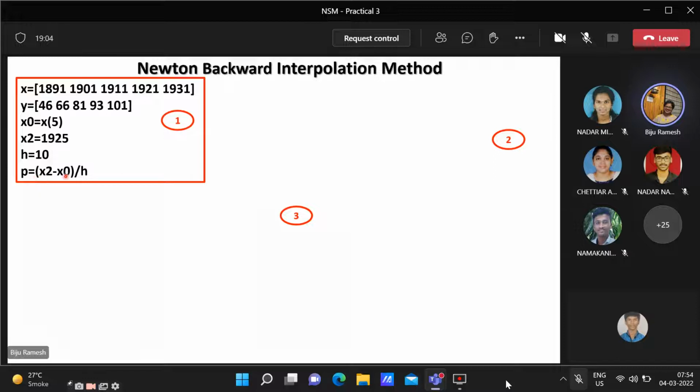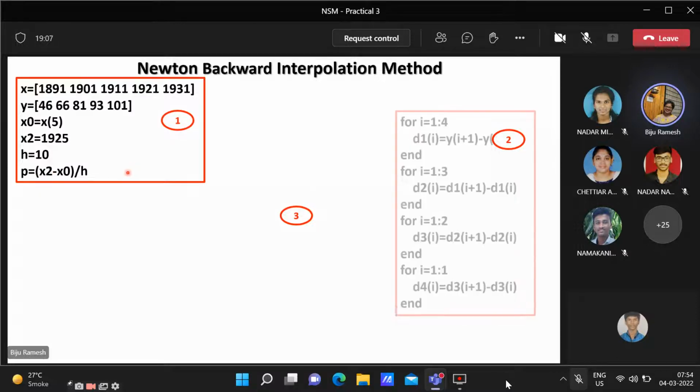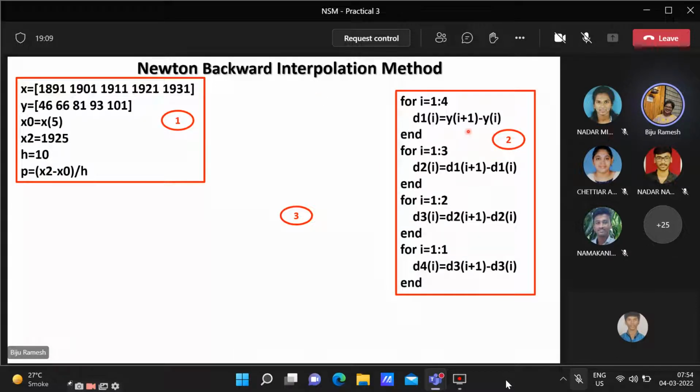So we apply the formula to find the P. Now we have to do the for loops. You remember these for loops in Newton forward, students? The same for loops.